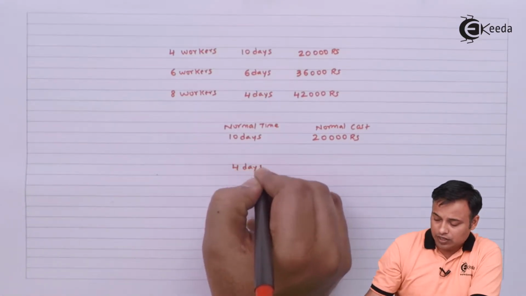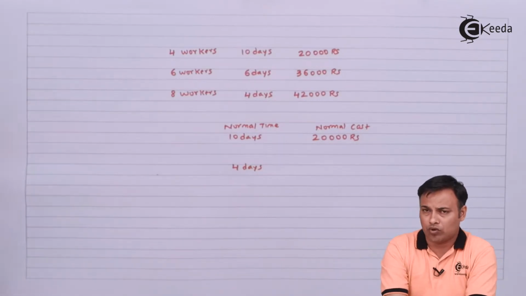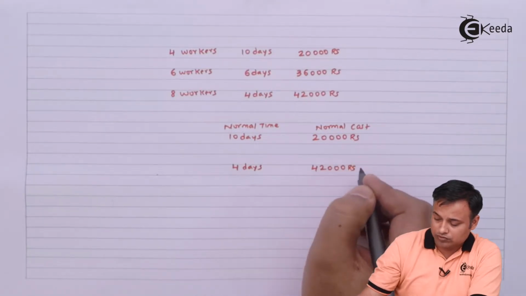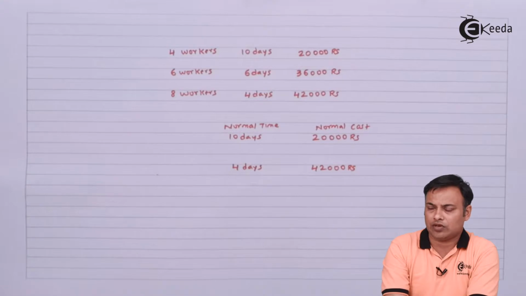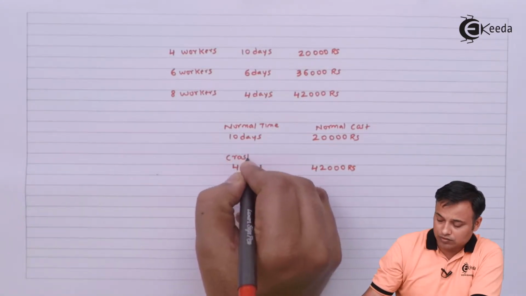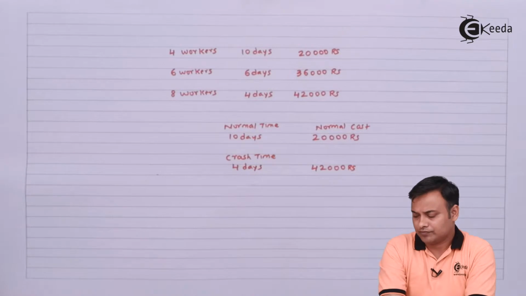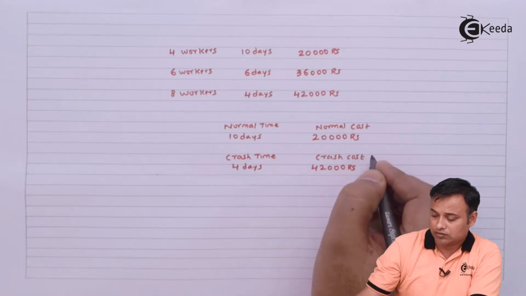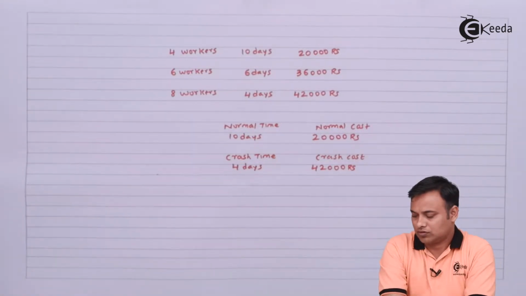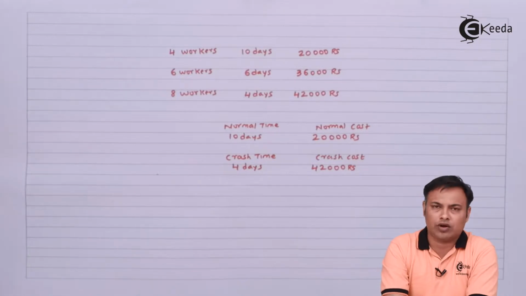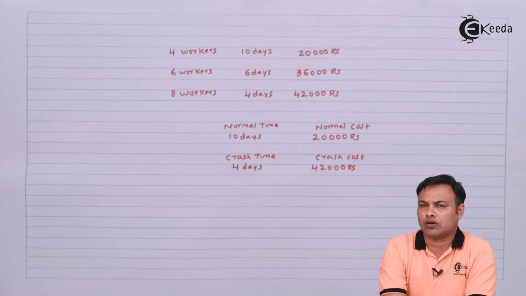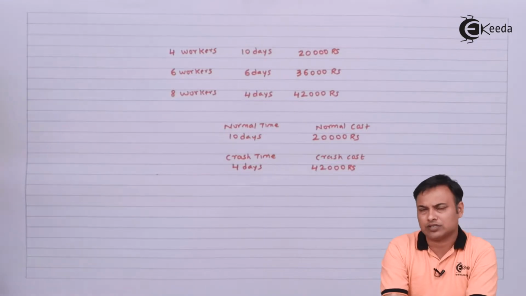Now the next stage, if I reduce this to the lowest possible duration of 4 days, but obviously I have to spend more on the labor, that is rupees 42,000. So these 4 days shall be called the crash time, and this 42,000 shall be called the crash cost. So I discussed 4 important concepts: normal time, normal cost, crash time, crash cost, and crashing is something that is associated with these concepts.